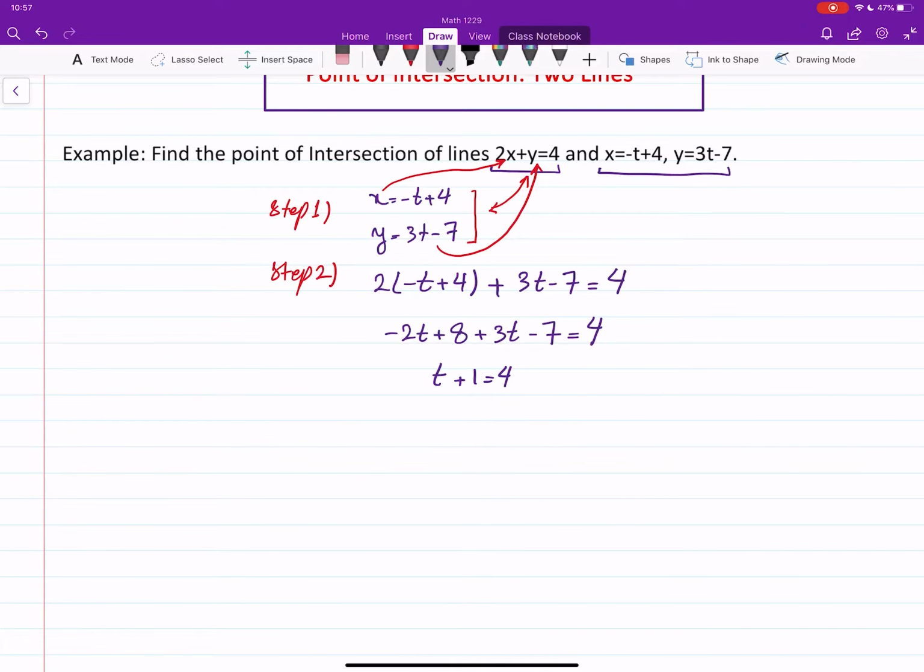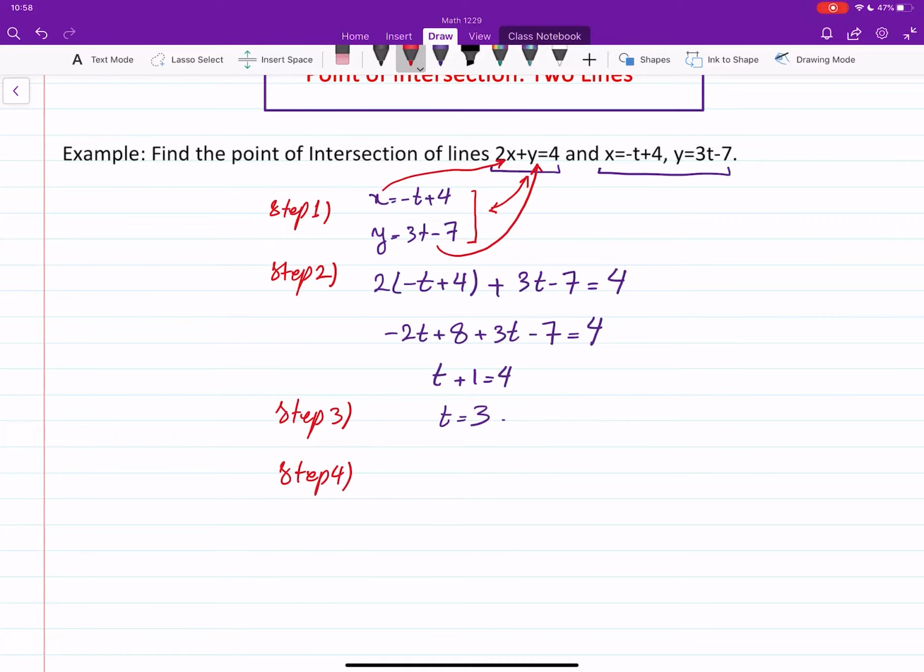Step 3 is to solve, find the t. So we just continue solving, and here we get t is equal to 3. 3 is the value of the parameter at the point of intersection. So we have the point of intersection.